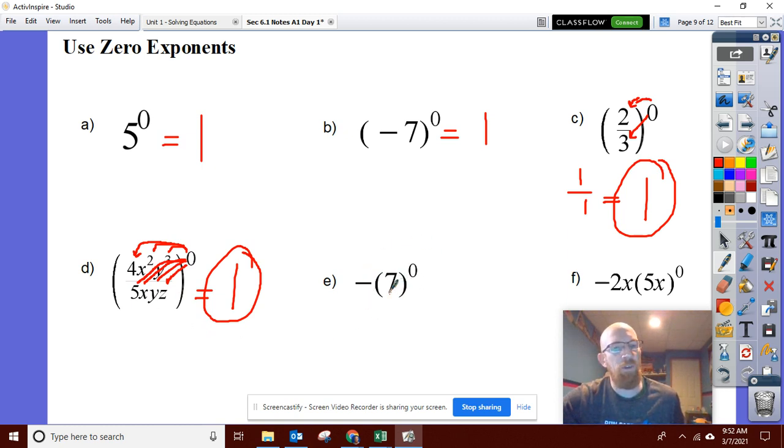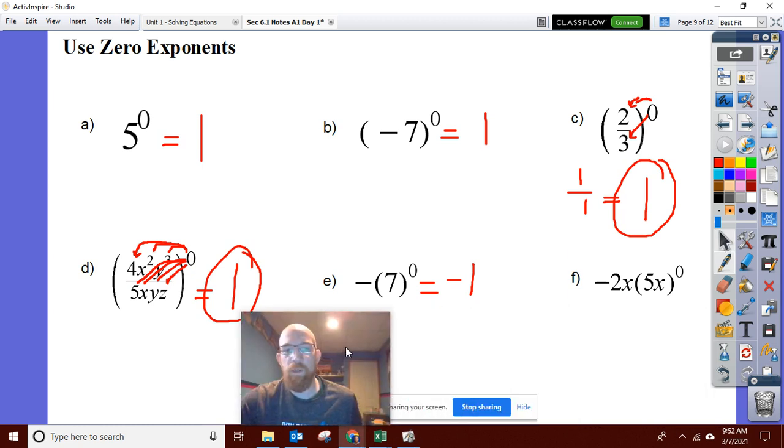This one doesn't have everything in the parentheses. That negative is on the outside. Can you take a guess on what your answer would be? You can pause the video here. What do you think the answer would be for this one? Well, this one would be negative 1. We got that negative out front. It'd be negative 1.